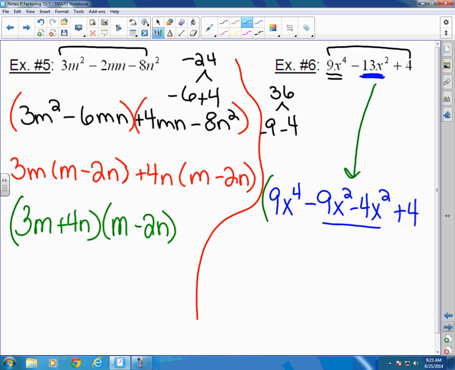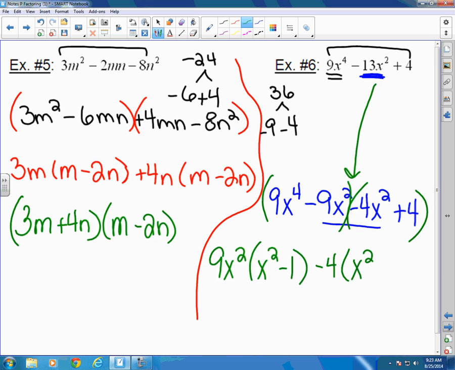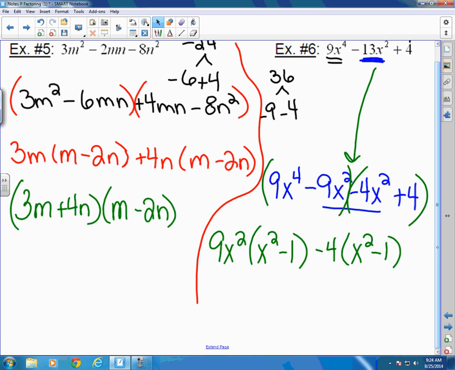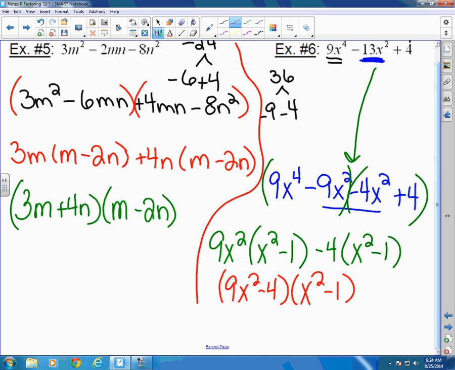Now we group the first two and the last two. Pull out what they have in common. So I would pull out a 9x squared, and then I would still have an x squared minus 1. My second term, I would pull out a negative 4, and when I do that, I have an x squared minus 1. So continue to factor, pulling what I have in common here. 9x squared minus 4 gets grouped together, and then x squared minus 1. So that would be the AC grouping method.